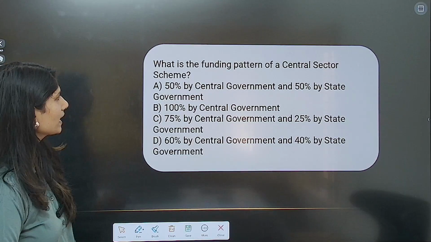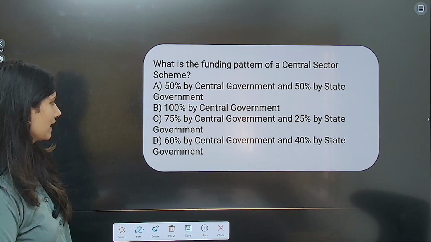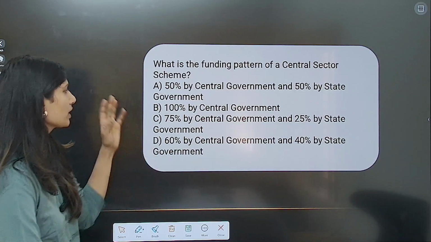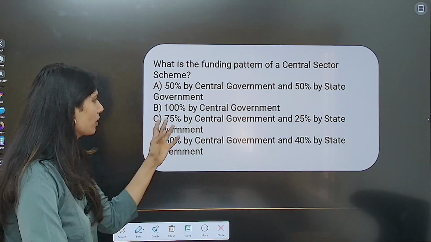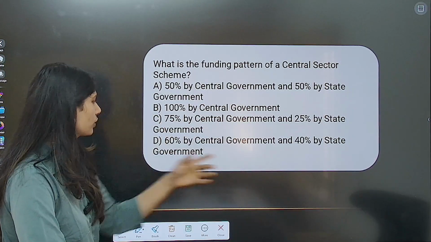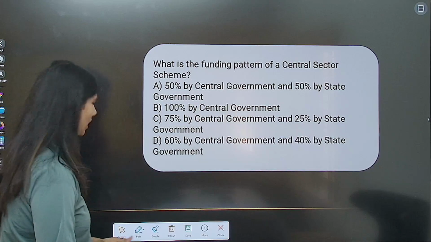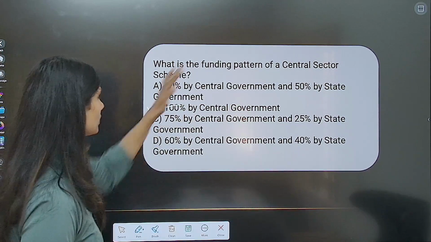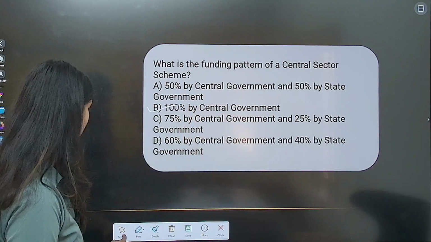What is the funding pattern of Central Sector schemes? 50% by central government, 50% by state government; 100% by central government; 75% by central government, 25% by state government; or 60% by central government and 40% by state government. The answer is 100% central government. This is for your Central Sector scheme, like we discussed.